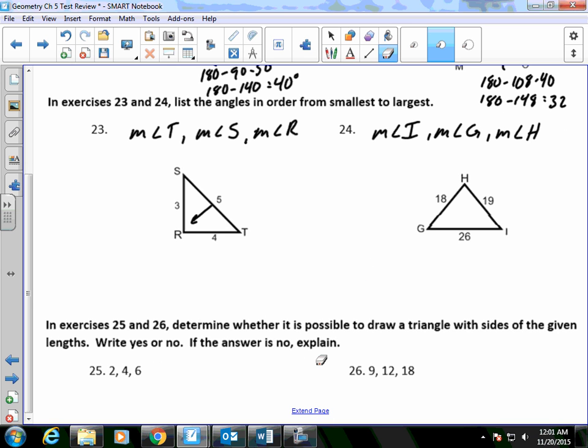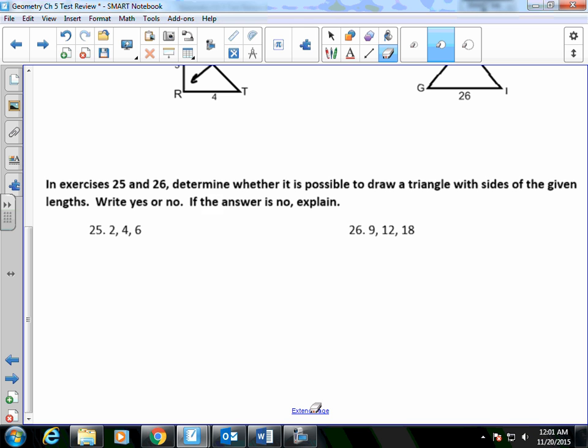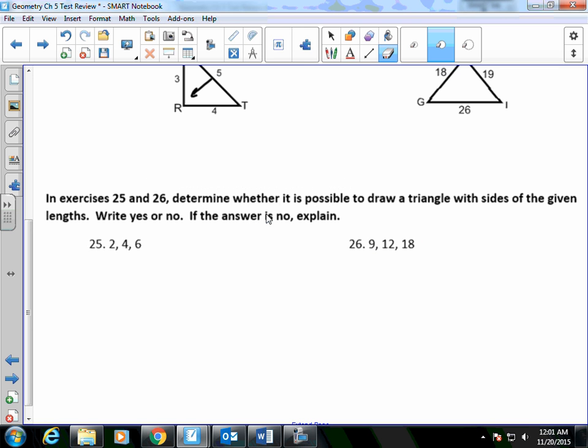All right, so then last little section here, in exercises 25 and 26, determine whether it is possible to draw a triangle with the sides of the given lengths. Write yes or no. So we've got 2, 4, and 6, or 9, 12, and 18. And so in this case, the rule is that any two sides added together have to be bigger than the third side. So I generally want to check the two smaller sides and see if I add them together, if they are bigger than the largest side.